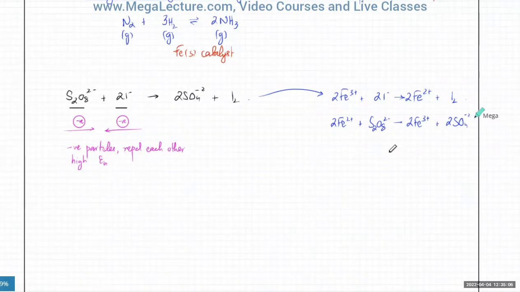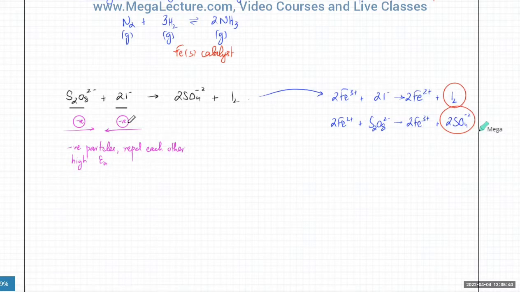So how did you lower the activation energy? You added Fe3 plus ions. The Fe3 plus ions went and reacted with I minus. They turned into Fe2 plus, and I2 was produced. And then the Fe2 plus that was formed reacted with S2O8 2 minus and turned into Fe3 plus, and 2SO4 2 minus was produced. As a result, you got both of your products from an alternate path. You got your I2 product and you also got your SO4 2 minus product. These were your two products, right? And you got them from the same reactants.